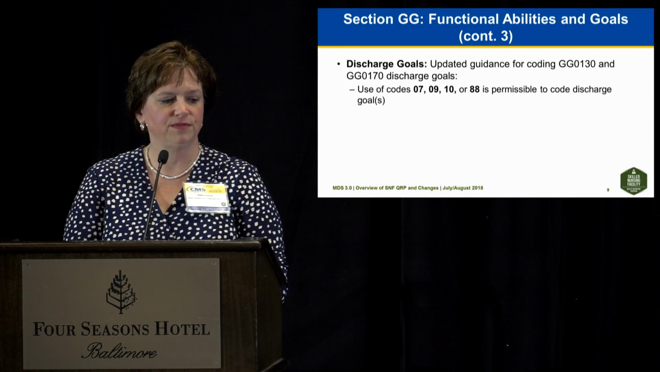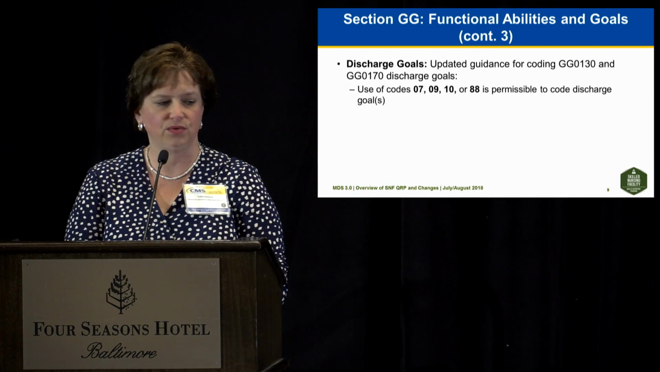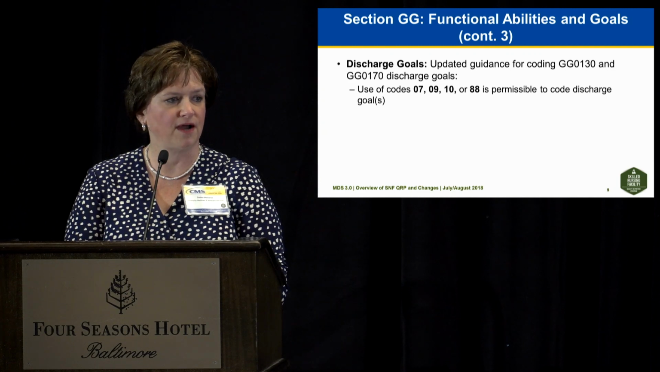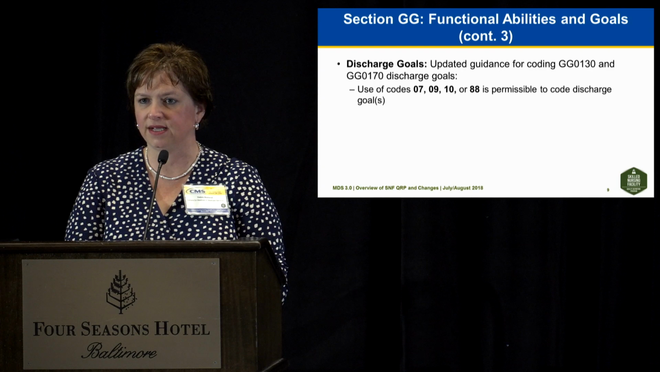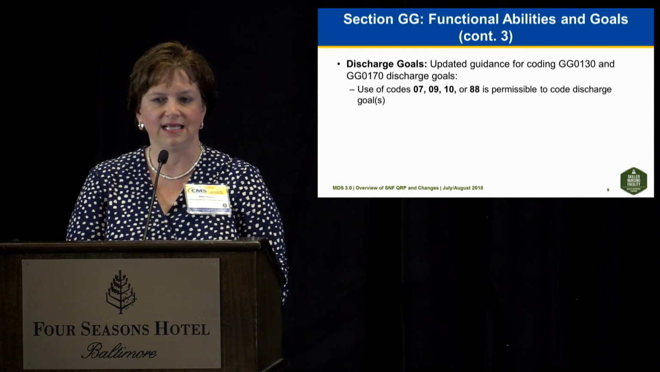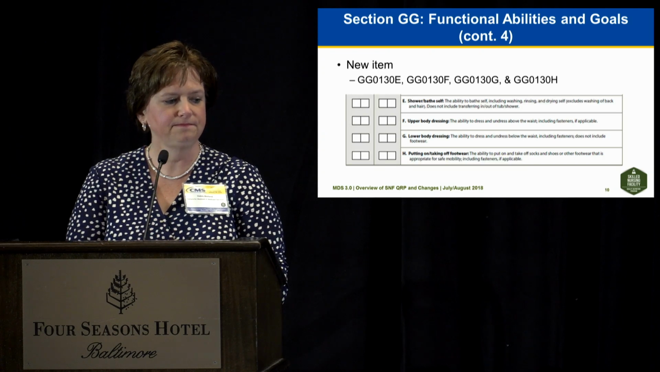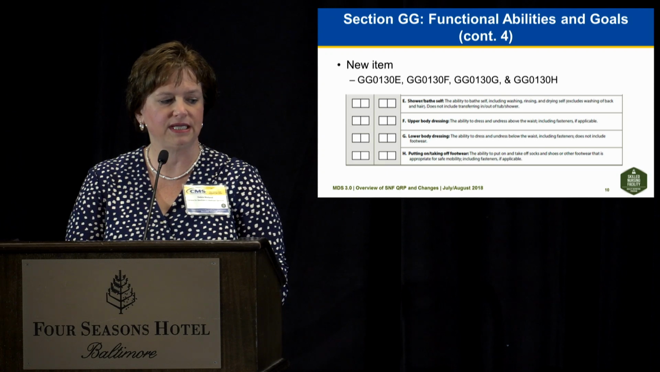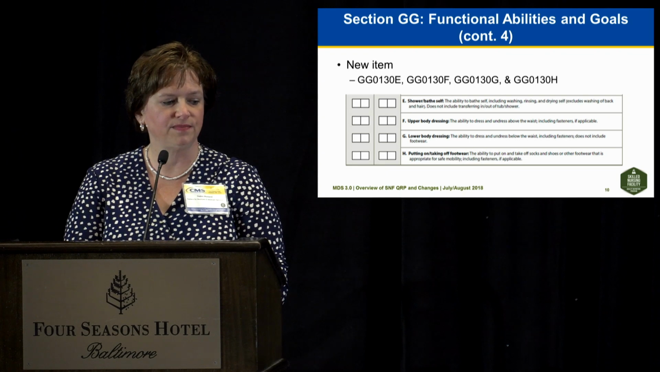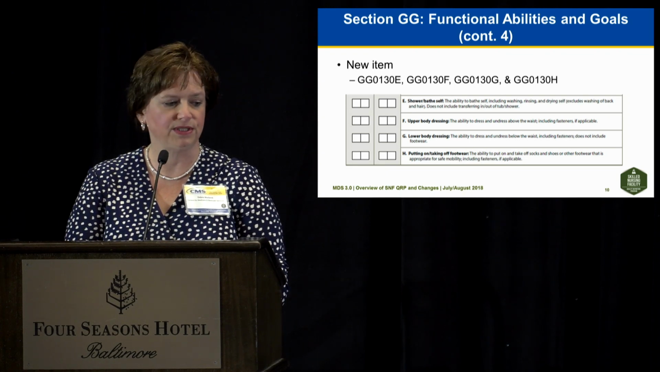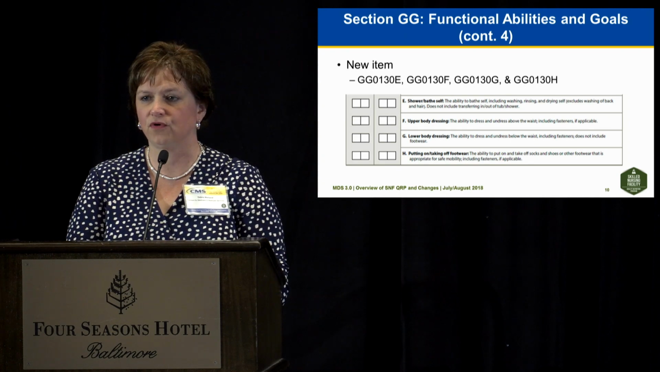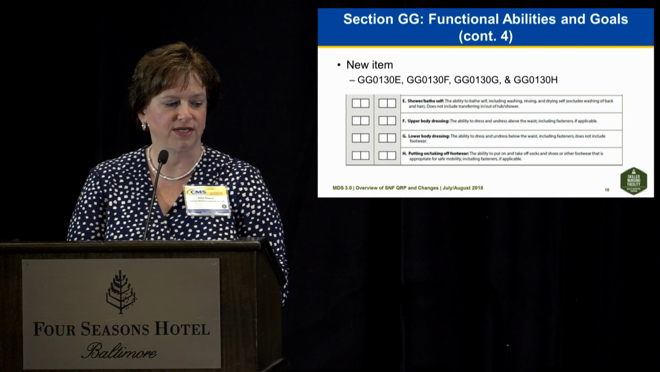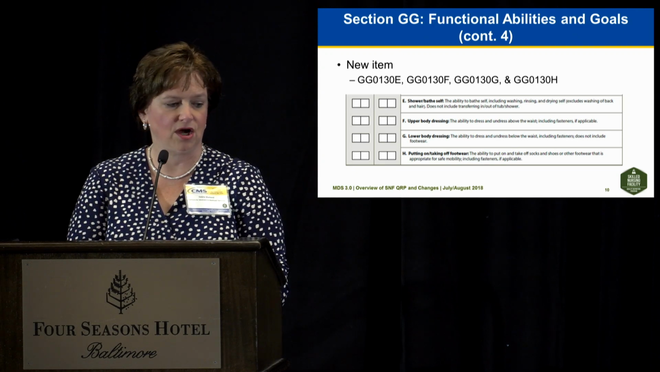You will notice that for items GG0130 and GG0170, the discharge goal items now allow you to code response options 07, 09, 10, and 88. Here is a picture of new items GG0130E, F, G, and H. And as you can see, these items allow you to identify the resident's ability to shower and bathe themselves, perform the upper body dressing, lower body dressing, and putting on and taking off footwear.